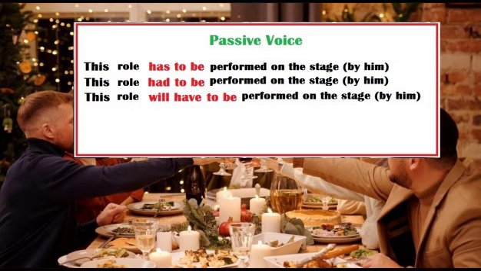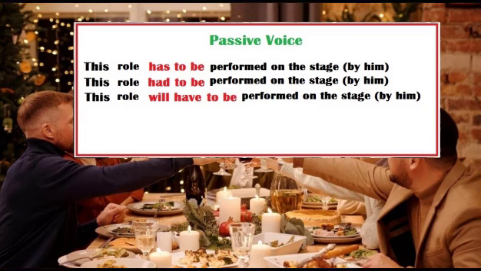Yes, you have conveyed your message by expressing what's being done. This role has to be performed on the stage. ये रोल स्टेज पर परफॉर्म होना है या होना होता है. If you want to add extra information about who is performing this, you can say that this role has to be performed on the stage by him. Yes, this is the complete sentence of passive voice.